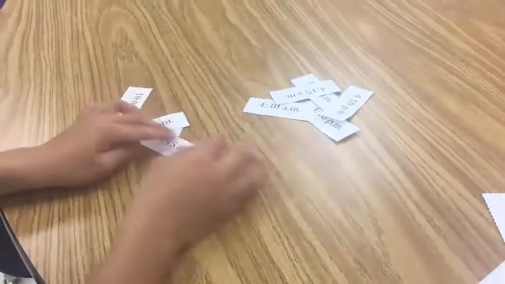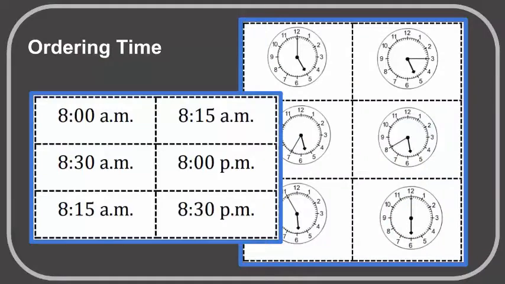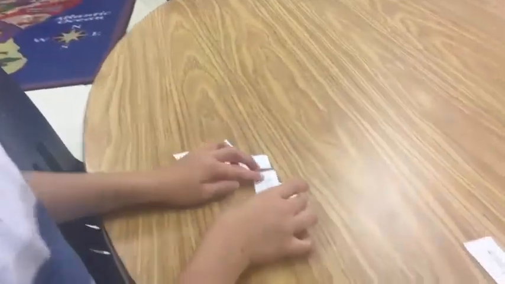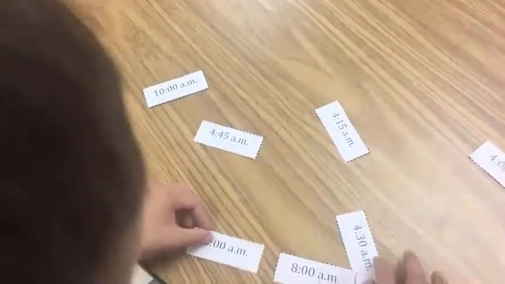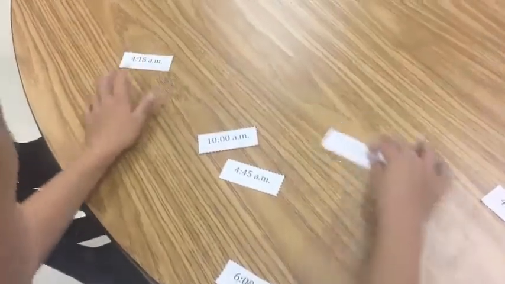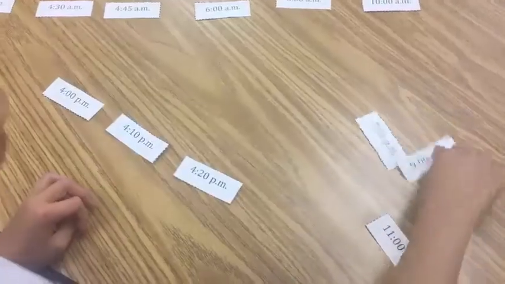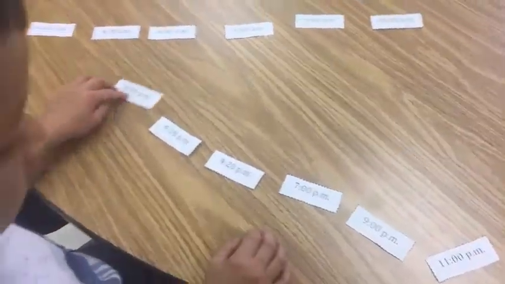The Ordering Time task by Illustrative Math provides a variety of task cards that not only encourage students to read analog clocks, but order digital cards that contain both AM and PM time increments. The student in this video first sorted a mixed set of cards by AM and PM before ordering them from earliest to latest. AM, PM. Okay. So now I see which one is the earliest to the beginning of the morning. 4:15, 4:30, 4:45, 7 o'clock, 9 o'clock, 11 o'clock.